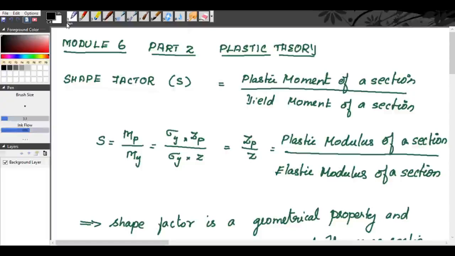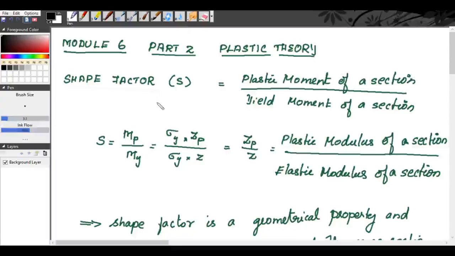So what is the condition for yield moment? And how to derive the plastic section modulus or plastic modulus of section. We saw all these concepts in our previous class. So today we are going to see about shape factor. So what is shape factor?